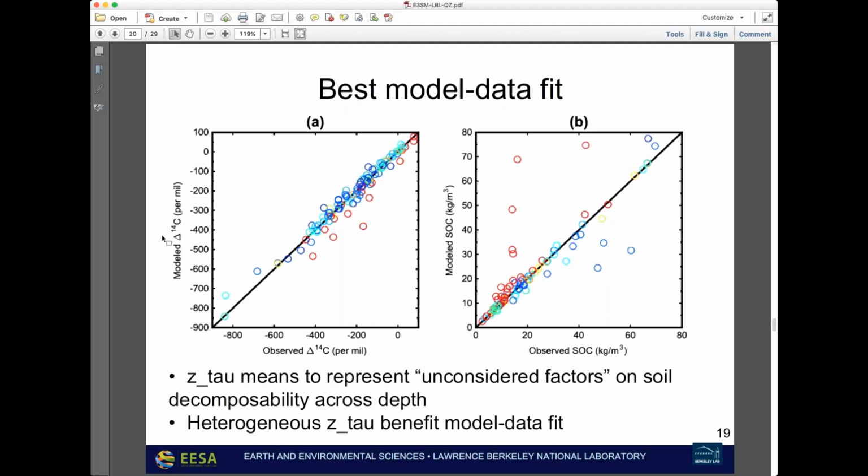So the implication is we might want to consider heterogeneous Z-tau at the first stage, because it benefits model-data fit, and in the next stage we can learn from the vertical distribution of Z-tau and say something about the real physical constraint or control of this change. So why does Z-tau change across depths? What's the underlying mechanism or the controlling factors, so that we can improve the physical model to replace this Z-tau factor? That's our ultimate goal.